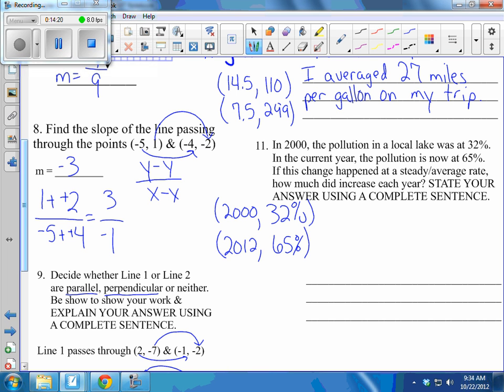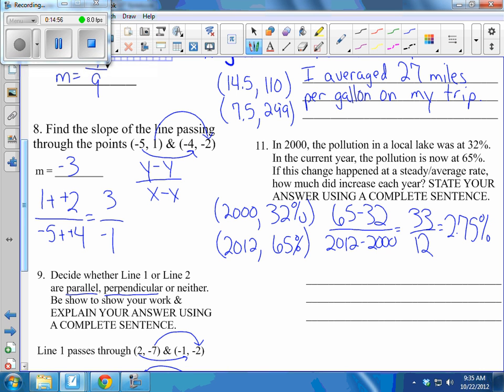So I'm going to subtract my y's, so 65 minus 32. I'm just going to leave out the percent signs here. And then how much time has changed from 2012 since 2000? That's 12 years. And when I subtract, the 65 take away 32, I get 33. And now that's how much it's changed over the 12 years. What I want to know is how much it's changed per year. So I'm just going to divide those two. And when I'm done dividing, I get 2.75, which is a percent.